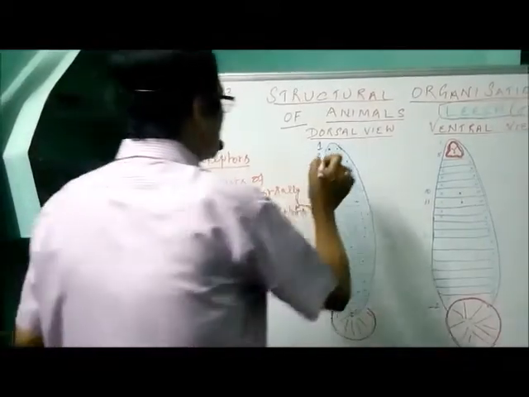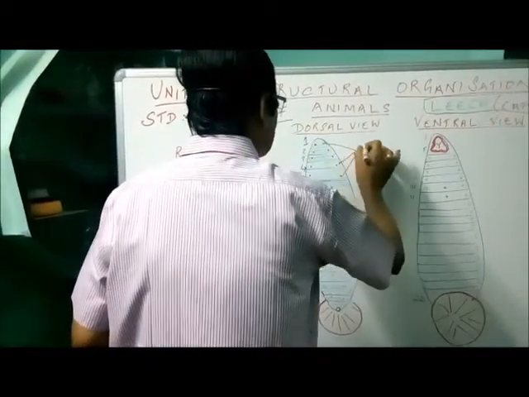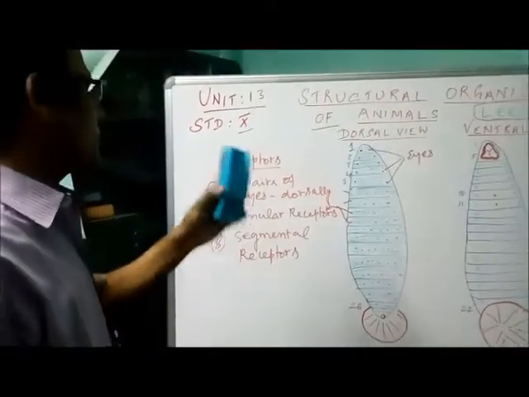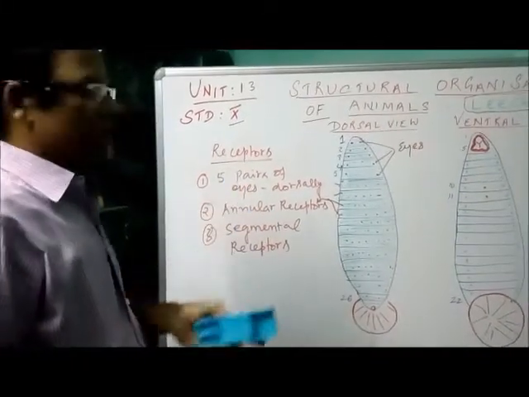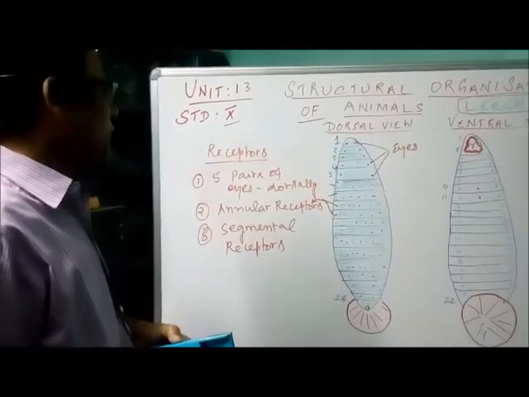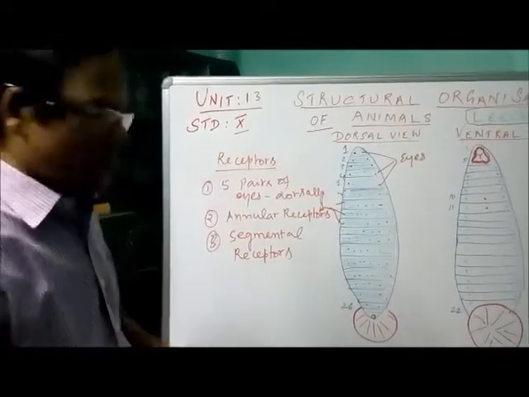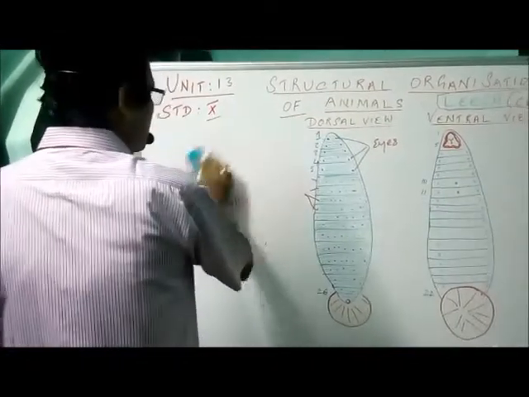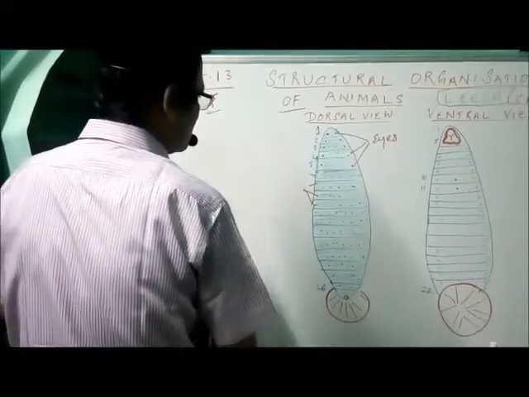Now what I represented, these are the eyes, 5 pairs of eyes which are found in the first 5 segments. Then that is about the receptors. Now we have to go for the sulcus. The animal has 2 types of sulcus.